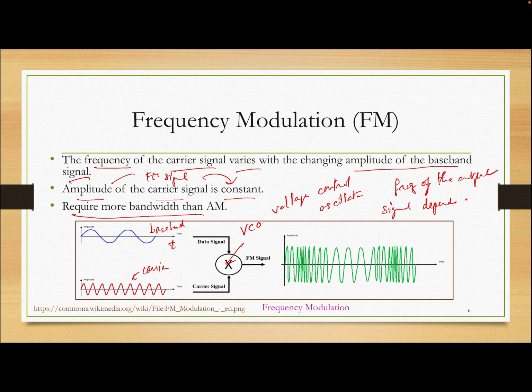depends on the amplitude of the input. So this device, the VCO, gives you this. The frequency of the output signal varies with the amplitude of the input signal. So you can see that this is your FM signal.